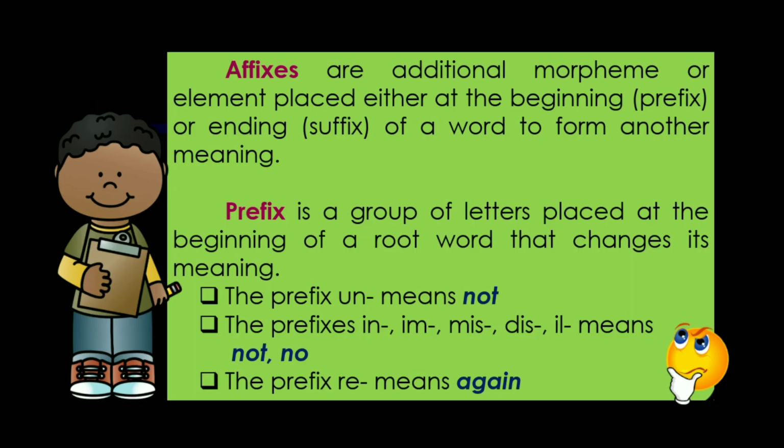When we say affixes, kids, these are additional morphemes or elements placed either at the beginning, which we call a prefix, or at the ending, which we call a suffix, of a word to form another meaning. A prefix is a group of letters placed at the beginning of a root word that changes its meaning.